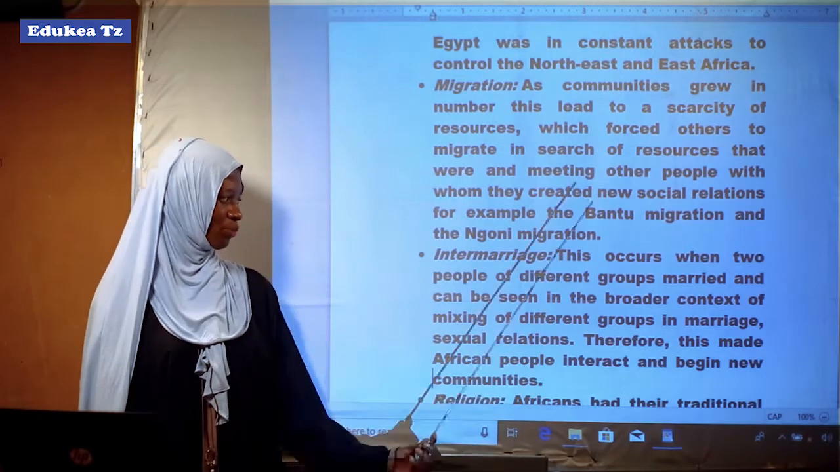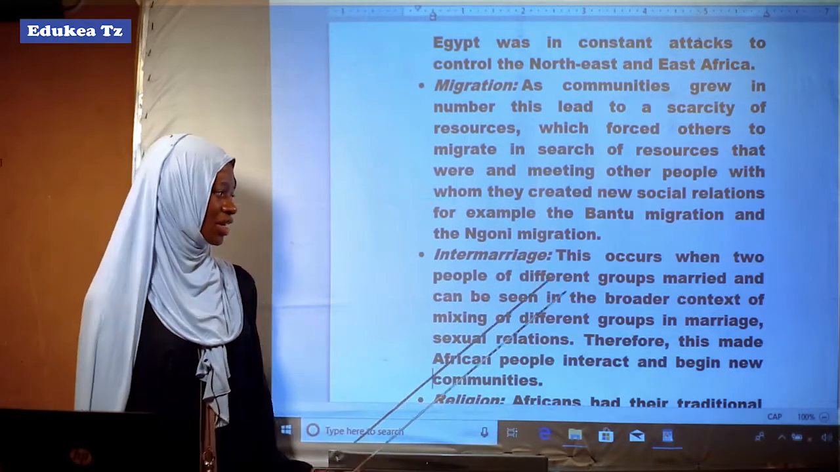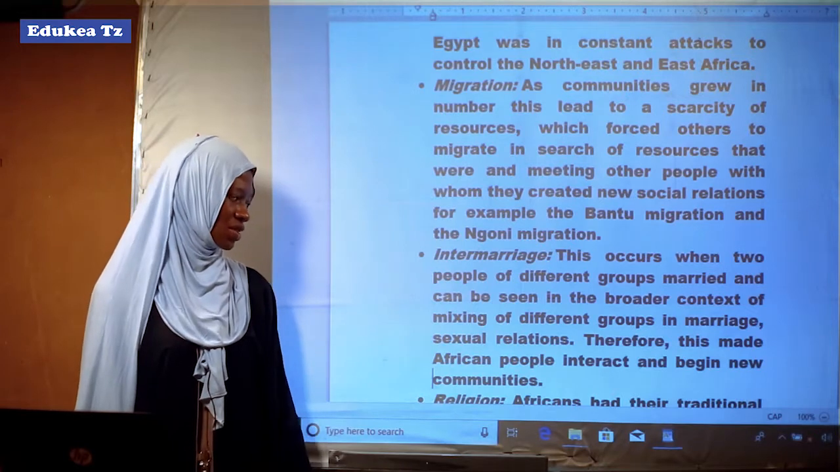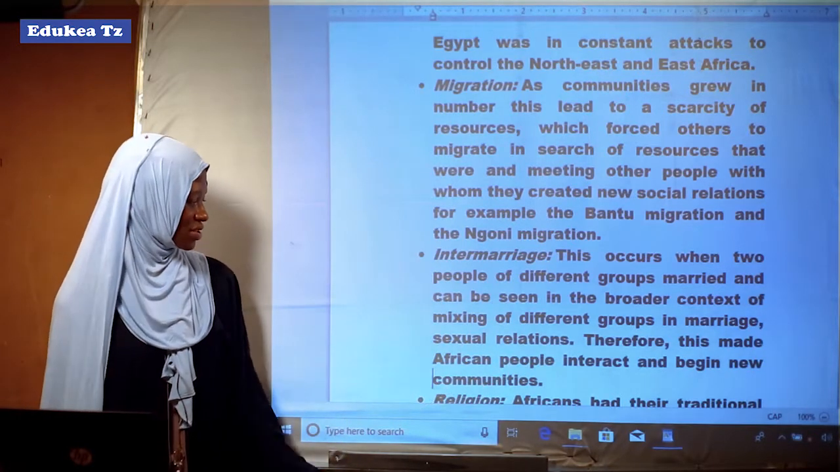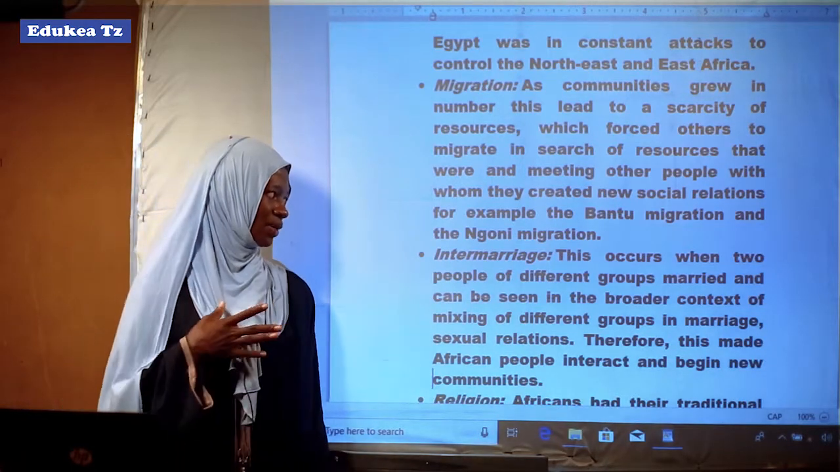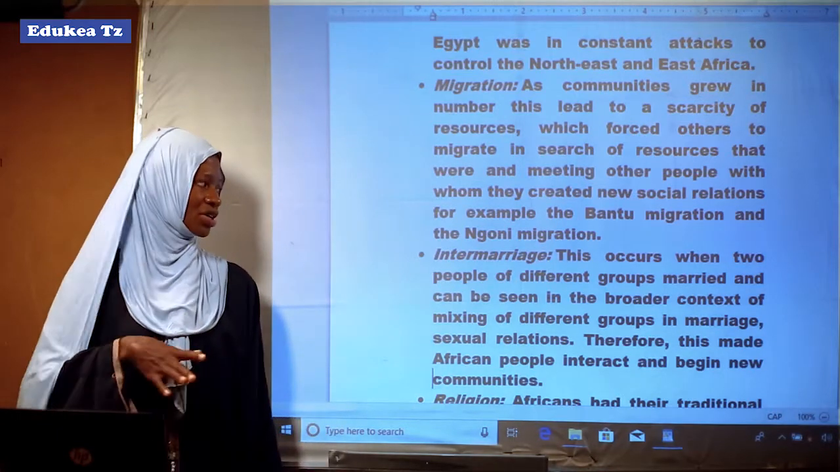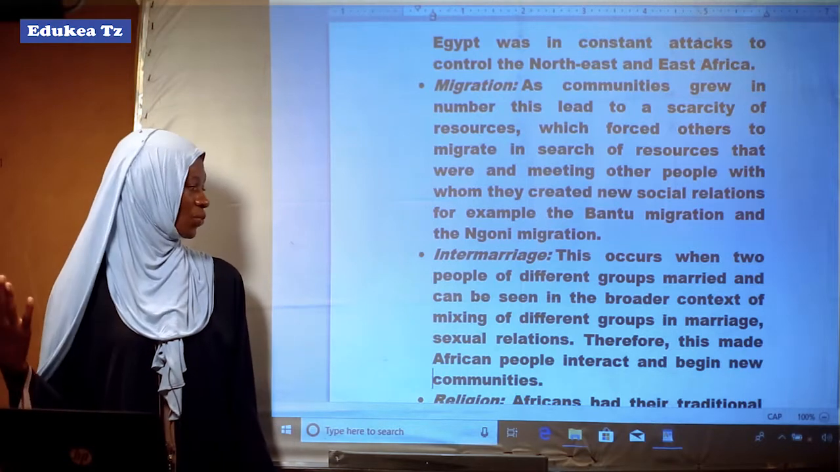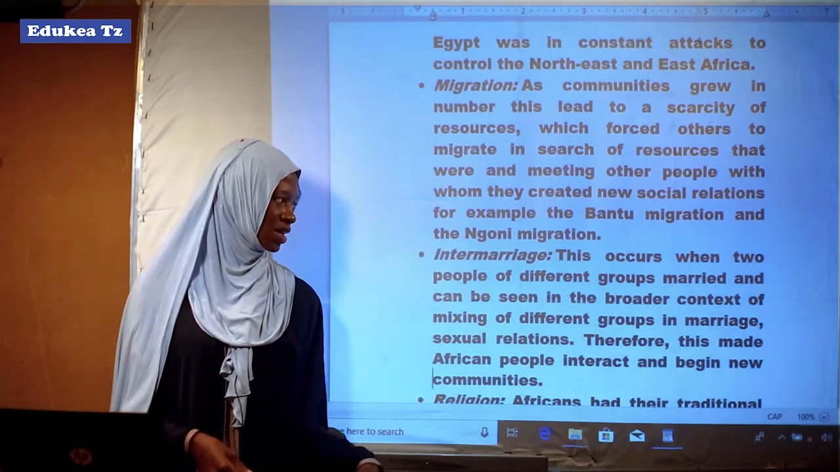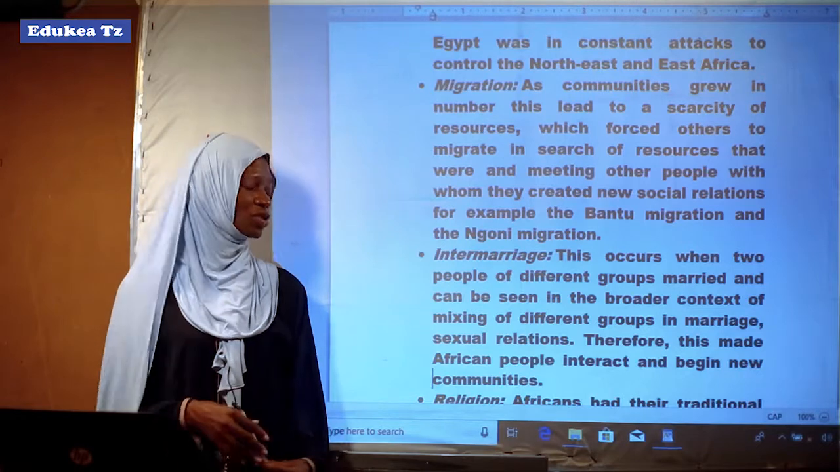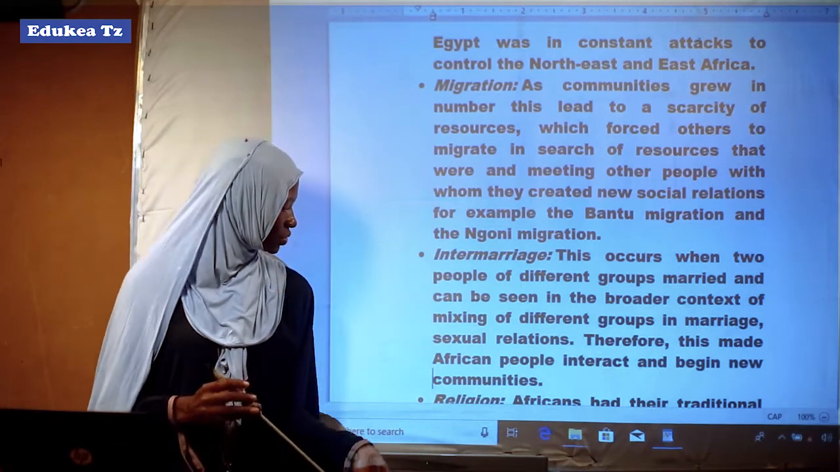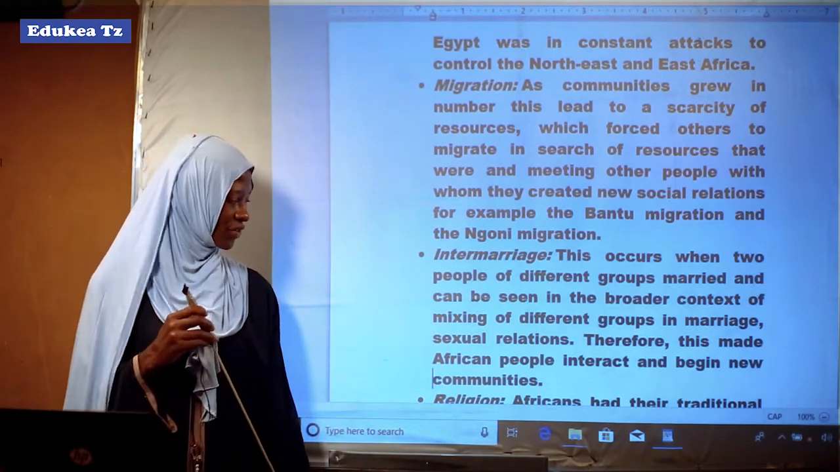The next one is intermarriage. This occurs when two people of different groups marry, and can be seen in the broader context of mixing of different groups in marriage. Therefore, this made African people interact and begin new communities. When a person from one society marries a person from another society, automatically one of them should migrate from their home of origin to their husband or wife.